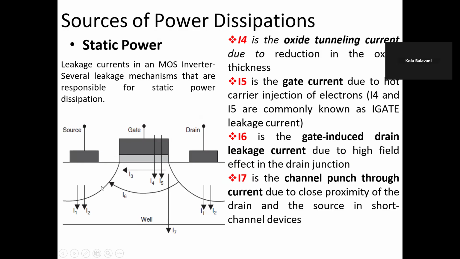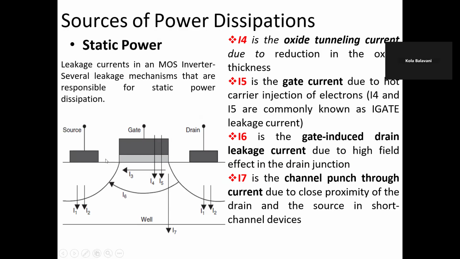Next, I6. I6 is the gate induced drain leakage current, due to the high electric field affecting the drain junction. So this is the drain junction. This is affecting from the drain junction to the source side. So, gate induced drain leakage current. And I7 is nothing but punch through. Punch through current is due to the close proximity of drain and source.